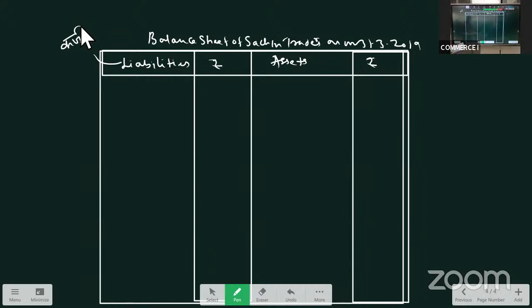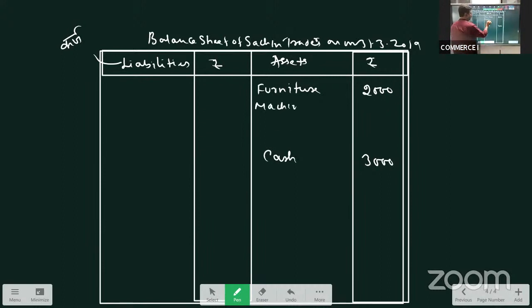See what is the first one. Start the trial balance again from the debit side. Cash. Cash is an asset, and cash is given as 3,000. Purchases, wages, opening stock, salary, carriage, furniture. Furniture is an asset, a fixed asset. So we'll write furniture. It is 2,000. Then rent, machinery. Machinery is again an asset, 5,000.